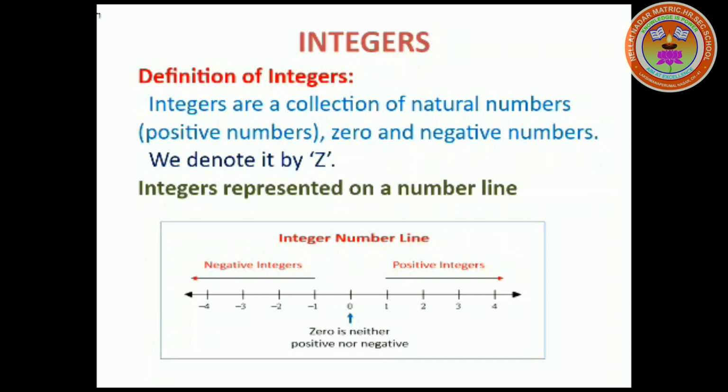Now, integers are represented on a number line. So below there is a diagram, a number line drawn. In the middle you have the 0, and to the right side all the positive integers starting from 1 to 4 are written, and on the left side all the negative integers, that is -1 to -4, are written. This is how we represent integers on a number line.